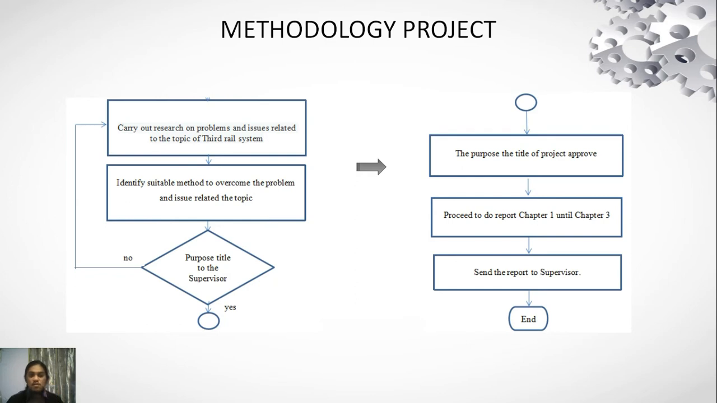to identify a suitable method to overcome the problems and issues related to the topic, and then proceed to propose the title to my supervisor. When the supervisor says yes, the proposed project title is approved. When the supervisor says no, return to carry out research on problems and issues related to the topic, and then proceed to the report chapter 1 until chapter 3, and then submit the report to the supervisor and end.